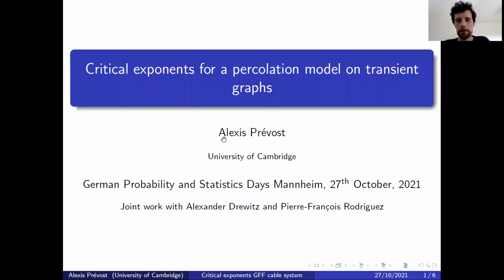Hello everybody, my name is Alexis Prévost and today I will speak about critical exponents for a percolation model on transient graphs, which is joint work with Alexander Drevitz and Pierre-François Rodriguez. So let me first define the percolation models that we are interested in in this talk.